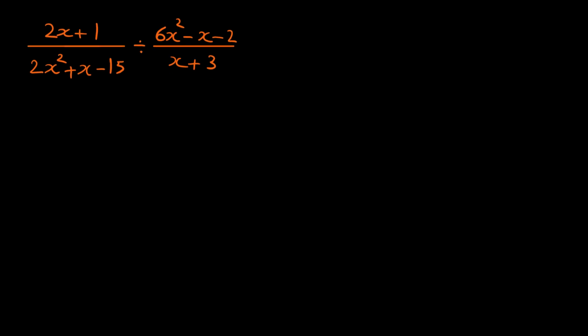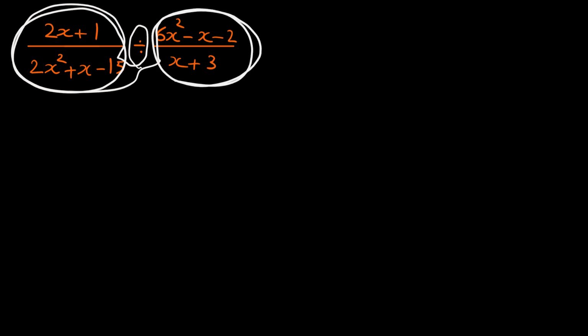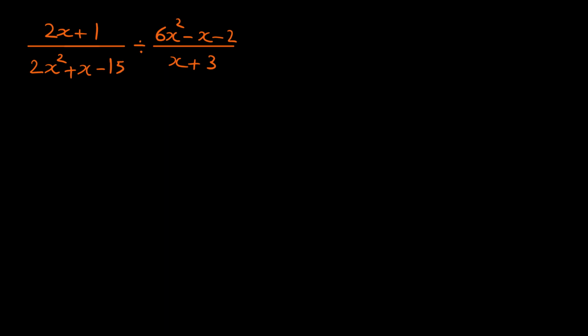Now look at this example. 2x plus 1 over 2x squared plus x minus 15 divided by 6x squared minus x minus 2 over x plus 3. We know that for dividing two rational expressions, we multiply the first rational expression by the inverse of this. The thing that makes this question a little challenging is factoring these trinomials. So we have 2x plus 1 over this trinomial, but we know that we have to simplify the trinomials because simplification helps to figure out the factors, and then probably we have common factors, we can simplify the rational expressions.